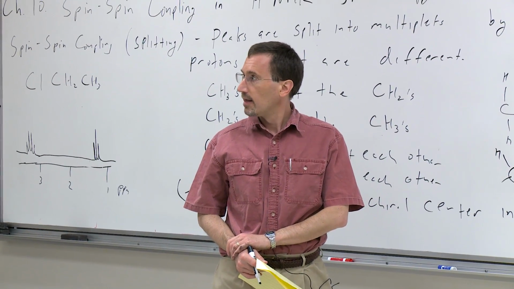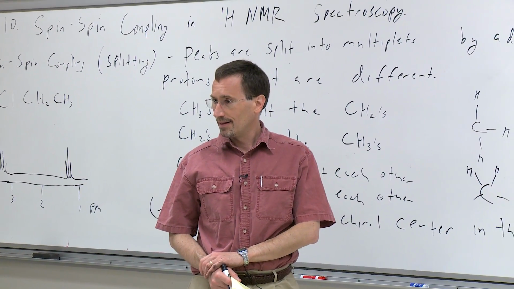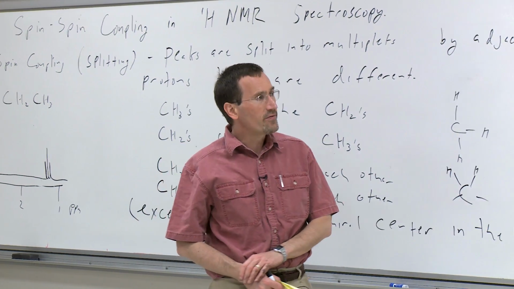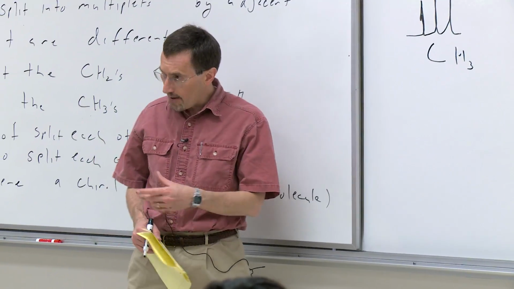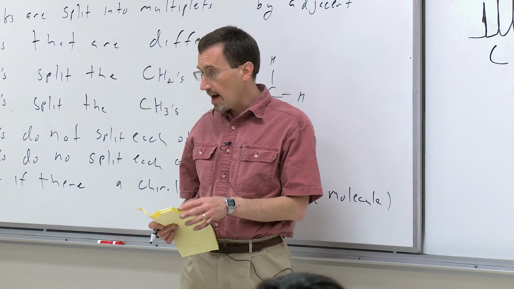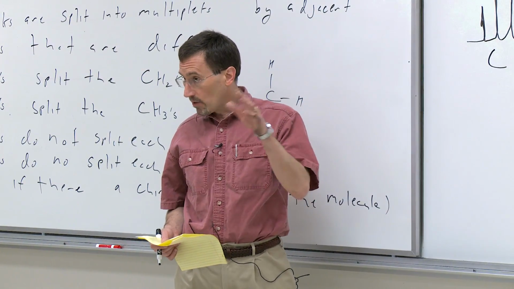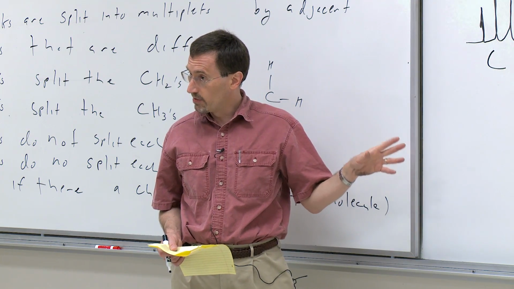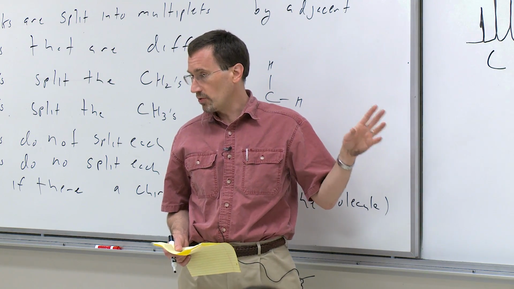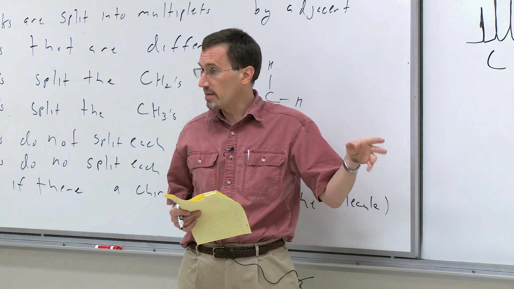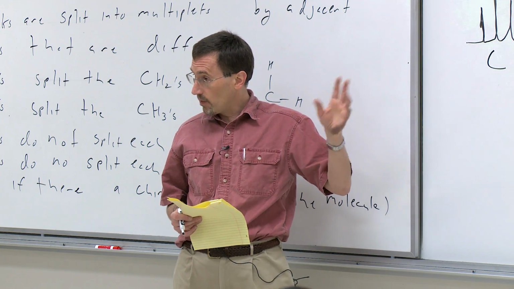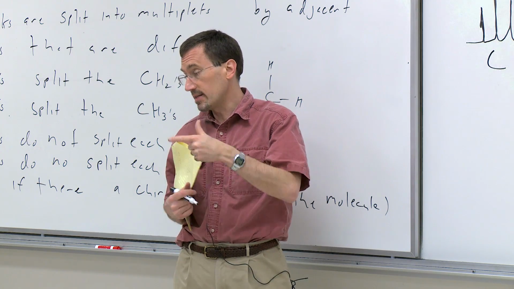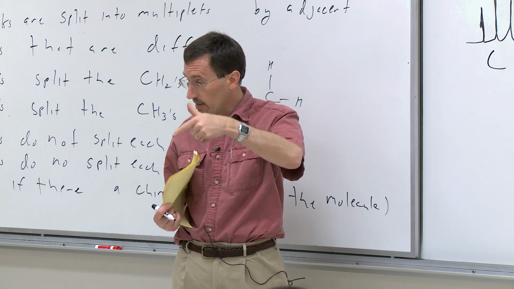Could you tell which one is the 2 down or 2 up? You can, in fact. If the coupling constant is what's called positive, then the line that's more downfield would correspond to that spin state. If it's negative, you can't tell which is which for 1 spin up and 1 spin down, but if they're both down, you can tell that.